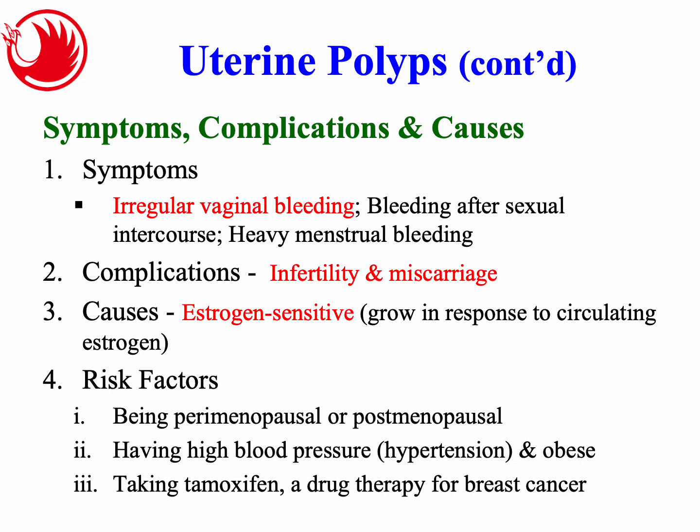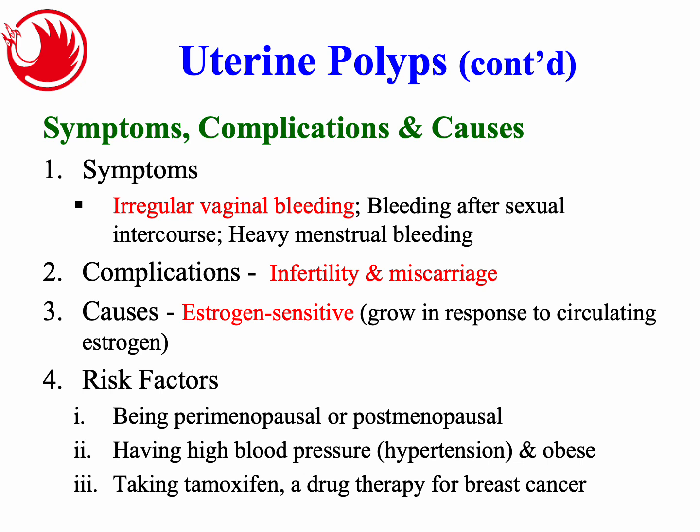Uterine polyps can cause various symptoms, including irregular vaginal bleeding, which means bleeding that occurs outside of your regular menstrual cycle. Next is bleeding after sexual intercourse and heavy menstrual bleeding. The complications are that they can lead to serious problems such as infertility, difficulty getting pregnant, or an increased risk of miscarriage.